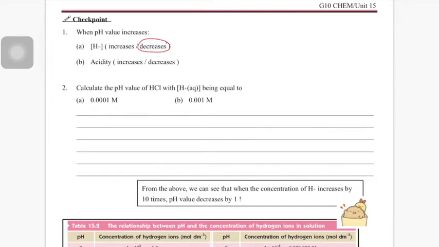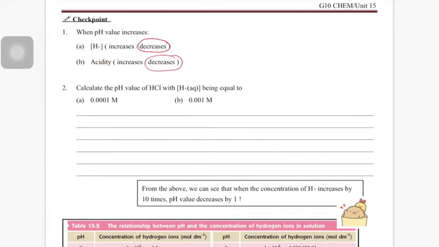Okay, next one. Acidity. Again, as the pH value increases, that means the solution becomes more alkaline, hence the acidity should also decrease as well. Or you can think of it this way: when the concentration of hydrogen ion decreases, that means there is less hydrogen ion in the solution. Okay, so the solution is less acidic than before. So the acidity should decrease.